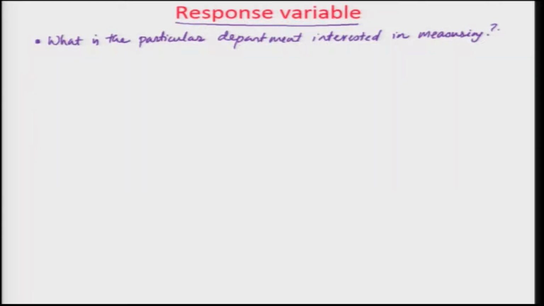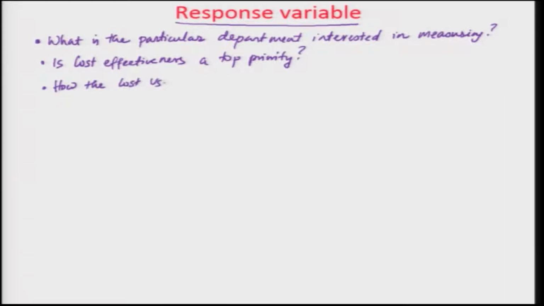Are they interested in measuring how many defects there are on the circuit board, or are they interested in measuring the cost of the system? That is one question that usually tells you what the response variable is. Is cost effectiveness a top priority? Is cost a major priority here? Or is quality more important? How will cost versus quality be compared?